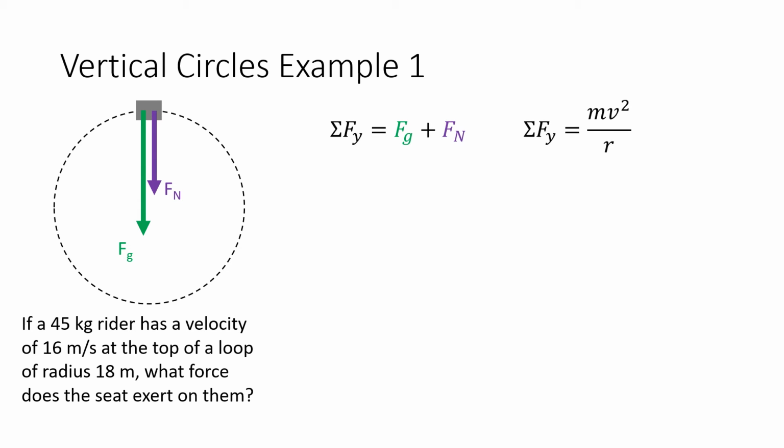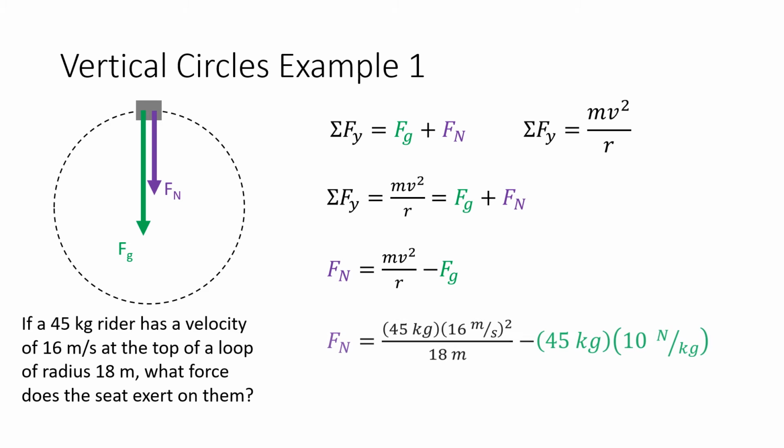So we can take our equations that we just generated. The sum of the forces is Fg plus Fn, and together they are centripetal, or mv squared over r. So we can set Fg plus Fn equal to mv squared over r. Solving for Fn, just subtract Fg from both sides. I would get Fn equals mv squared over r minus Fg.